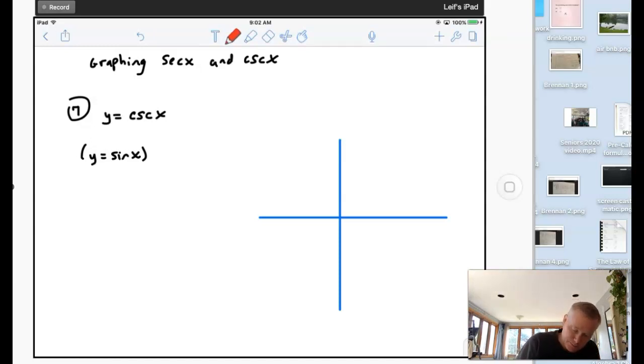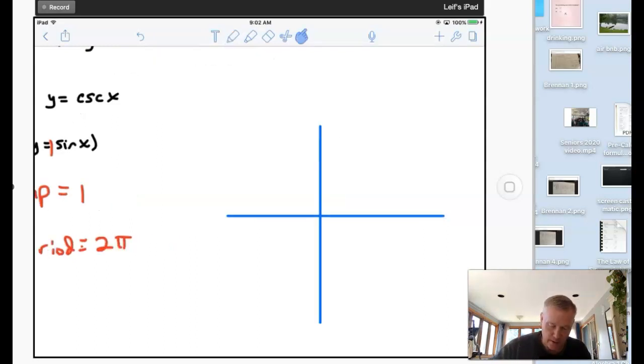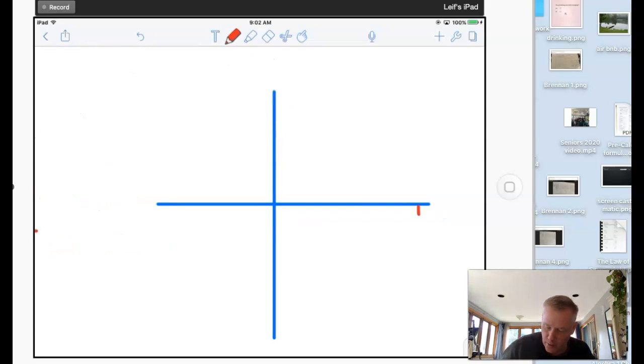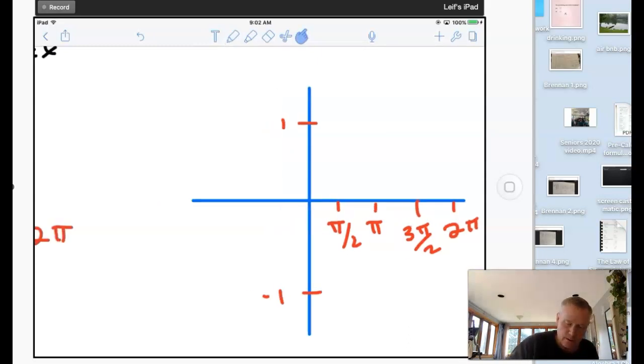So with this, the amplitude is what's in front of the sine, which is 1. Okay, the period is 2 pi. So I'm going to start there, and so here's 2 pi, and I'm going to break it into quarters. Here's 1 pi. Here's 1/2 pi, and here's 1.5 pi, which is 3 pi over 2. Okay, so the amplitude, it goes up to 1, down to -1.